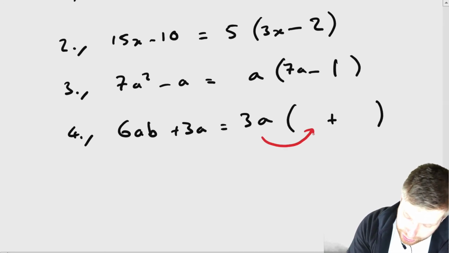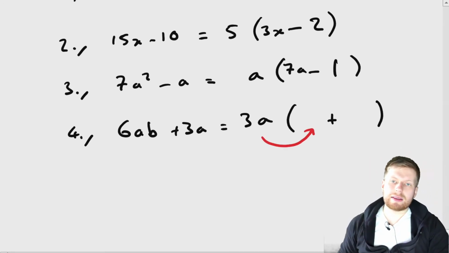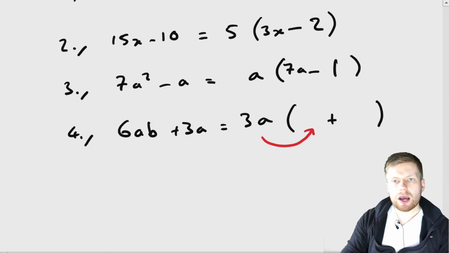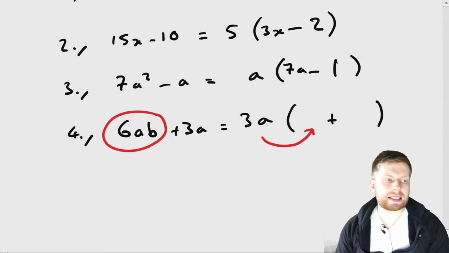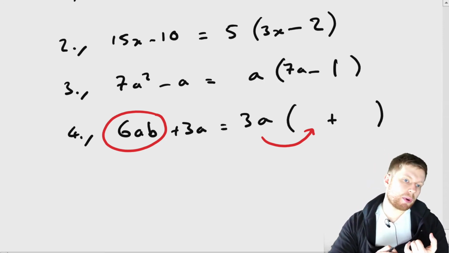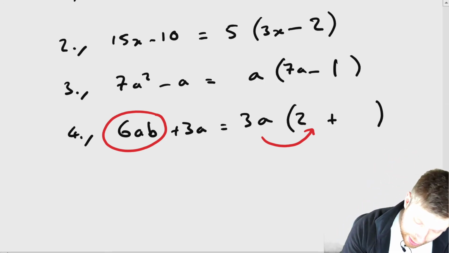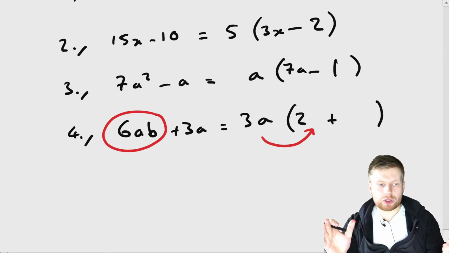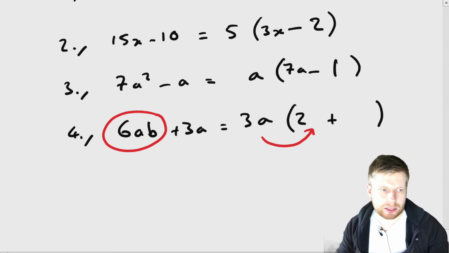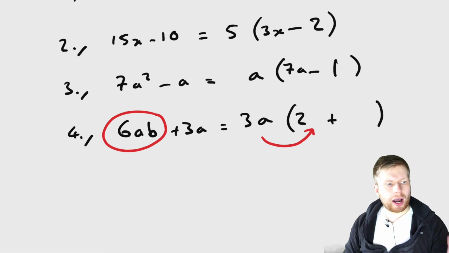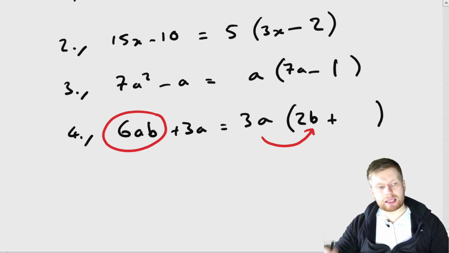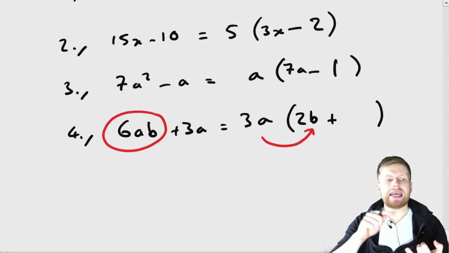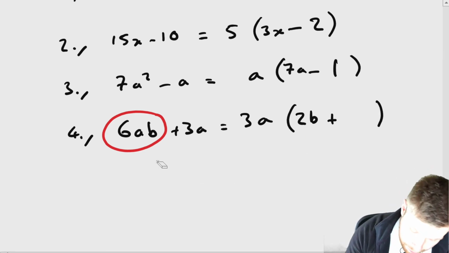So now all that's left to do is basically expand this to make sure I get back to the thing on the left. So 3a multiplied by the thing that goes in the first bracket has got to give me 6ab. Well, 3 times 2 is going to give me 6. I've already got the a there, so I don't need to put another a there. But have a look, I also need the b. So if I multiply 3a by 2b, that's going to give me 6a times b, 6ab. That's what I want. All right.